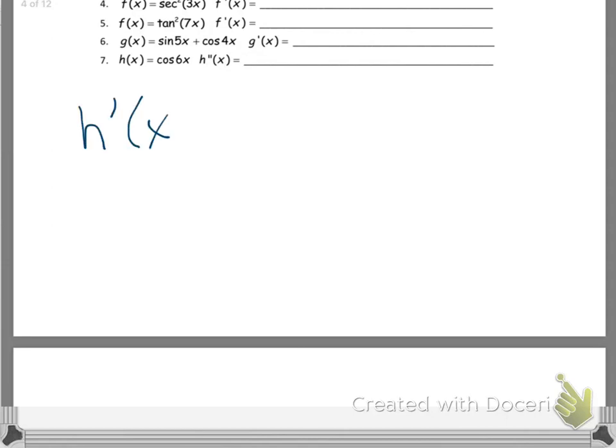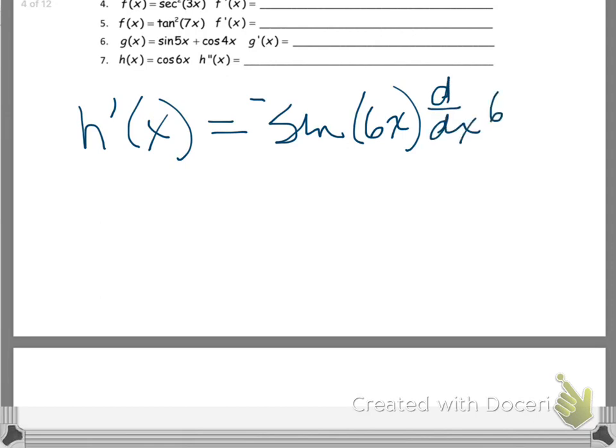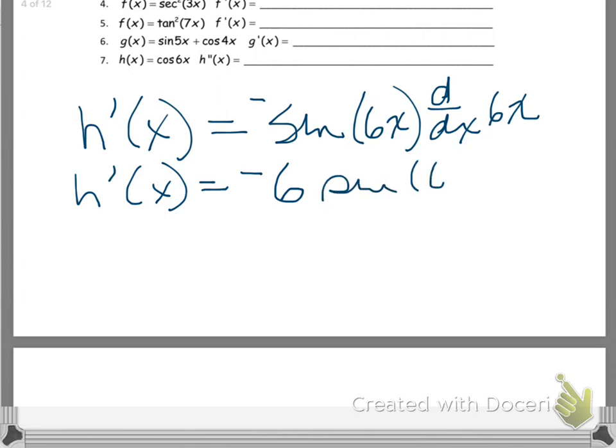So h prime of x will equal, the derivative of cosine is sine, and it's going to be negative sine. So negative sine, still the same angle, and then we're going to take the derivative of that angle. Alright, so now let's clean up. So h prime of x equals, the derivative of 6x is 6 from the back, and that's going to come to the front, so I have negative 6 sine 6x. Alright, so now they've asked us to take the second derivative, so I hope you noticed that the second derivative was actually the question.